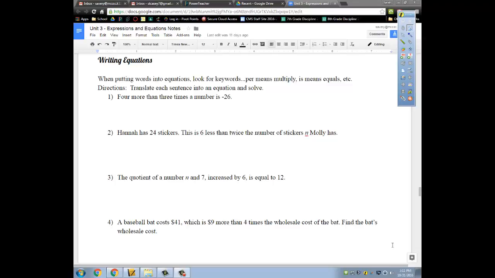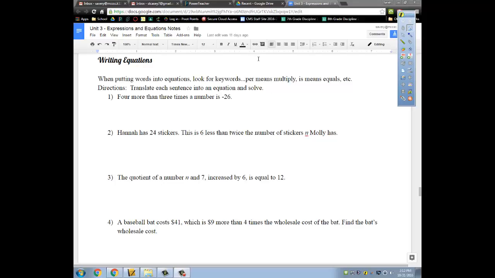Okay, we're going to be working on writing equations today from sentences. Some students have a hard time with this, but hopefully our strategy today will make things a little bit easier. So first of all, we are writing equations, which means we need to have a variable and we need to have an equal sign. And then we're going to solve them.